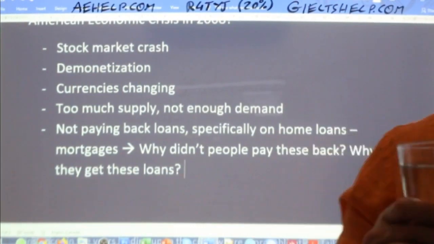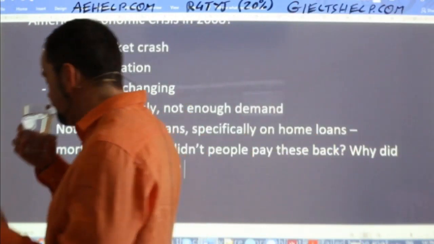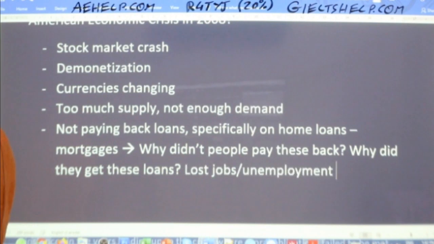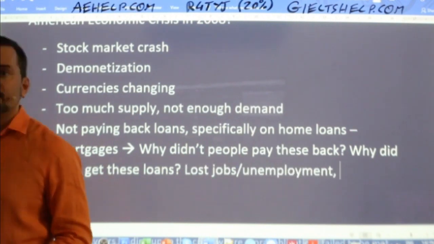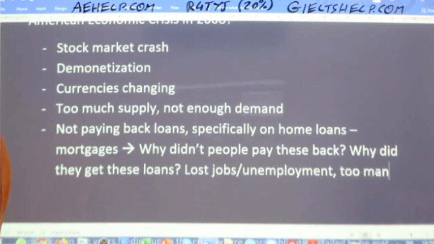Okay, so Elena says maybe they lost their jobs, right? So it's possible. Losing their jobs is unemployment, right? So lost jobs, unemployment. Okay, it's possible. Tito says too many expenses. Maybe, Tito, what you mean here is the loans were too expensive.